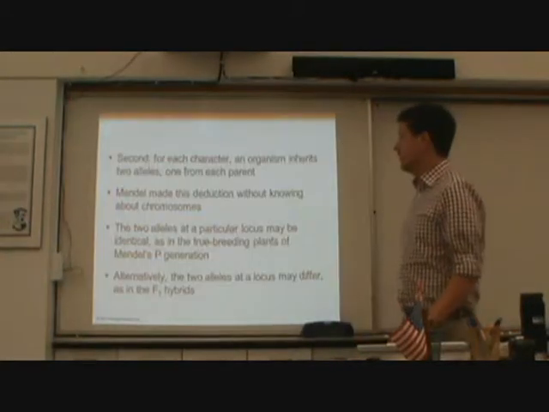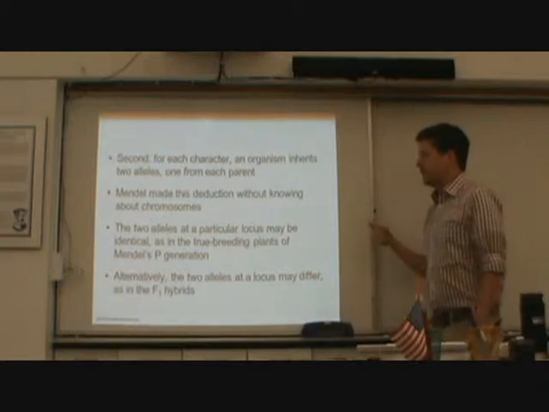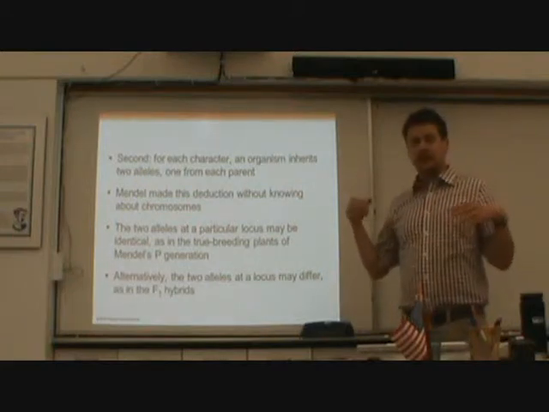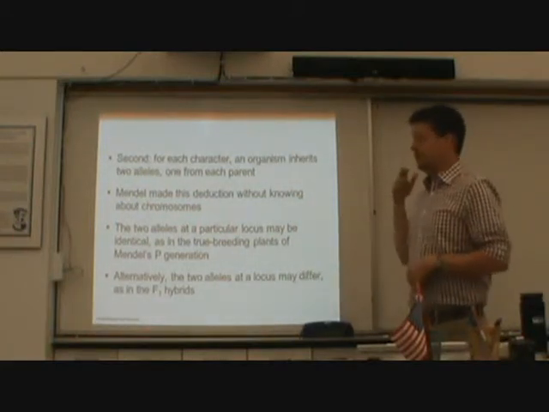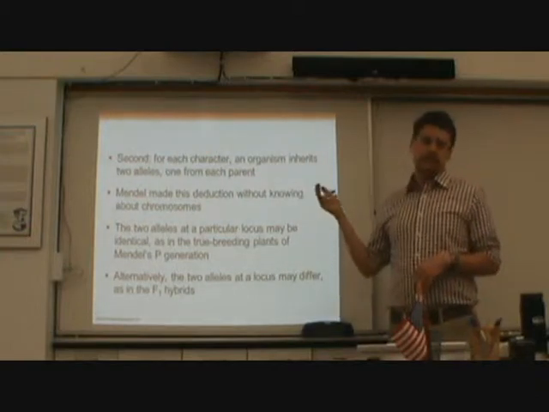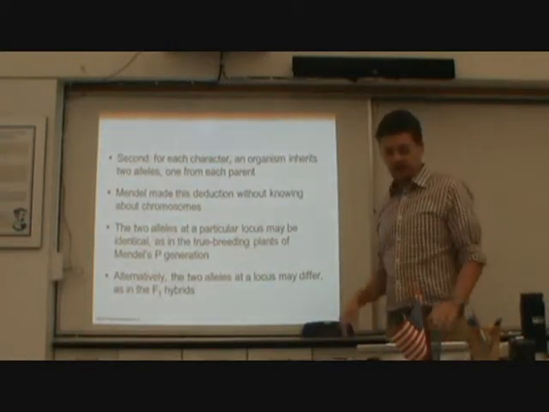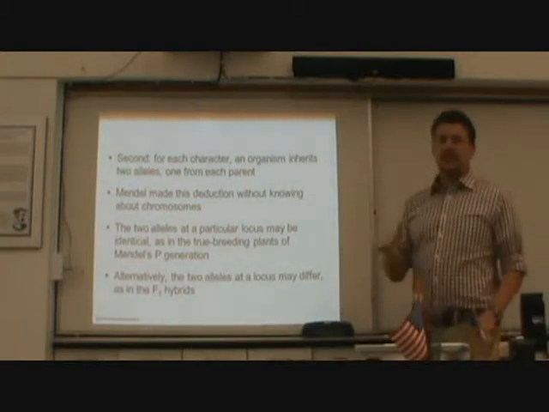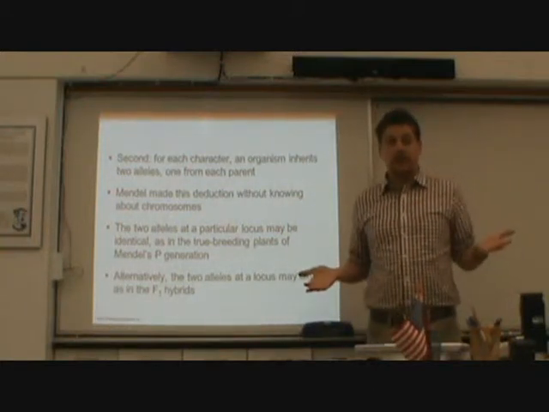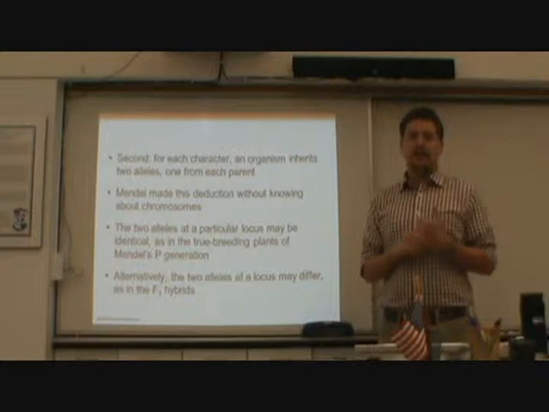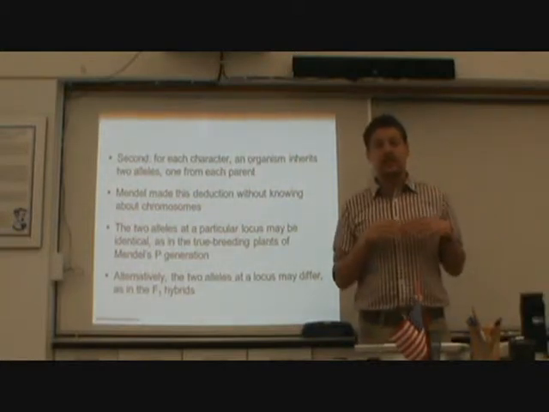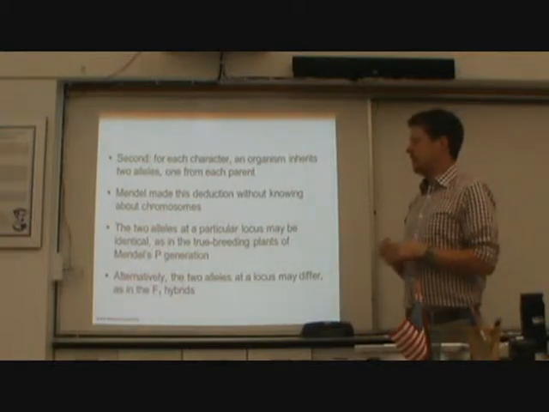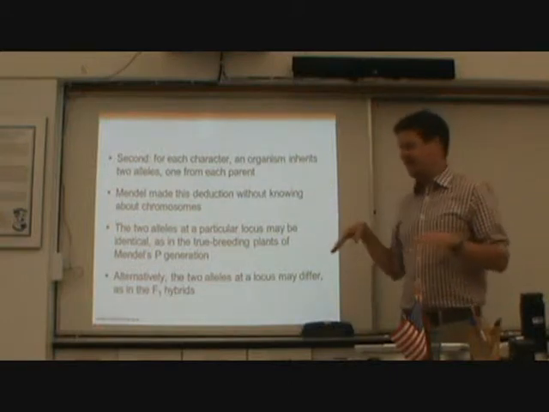So that's a very small difference, but that's the difference between the allele for purple flowers and the allele for white flowers. Okay, secondly, for each character, an organism is going to get two different alleles. One allele from each parent, one from the father, and one from the mother, of course. With plants, it's a little bit more complicated than that. And he made this deduction without even knowing about chromosomes. He didn't know anything about chromosomes, but he was still able to make this deduction because of what he saw in his experiments. And we'll talk about how things get a little bit more complicated than that later.